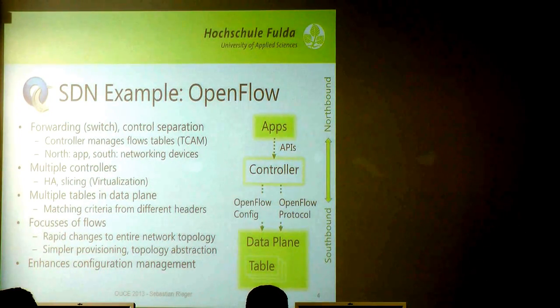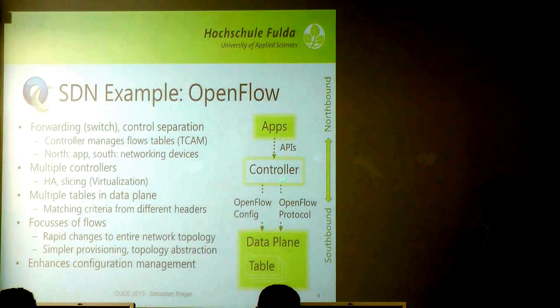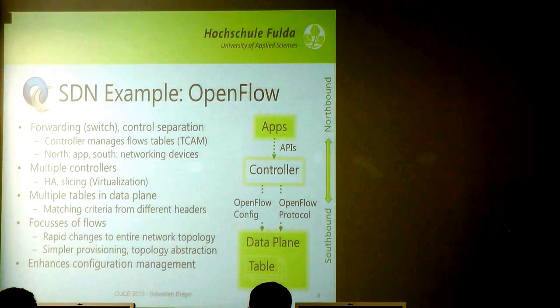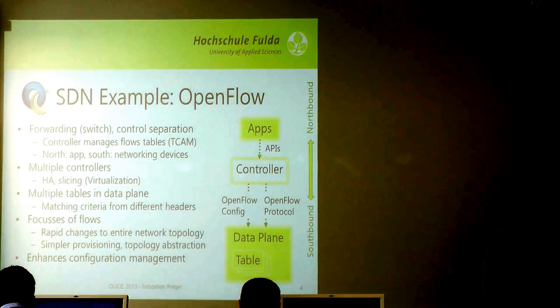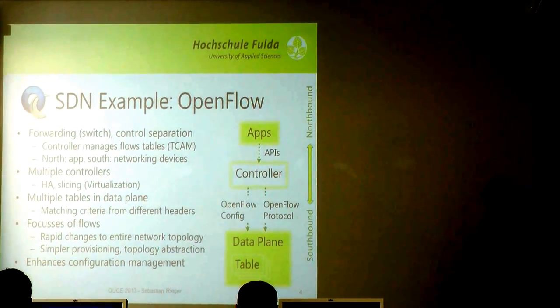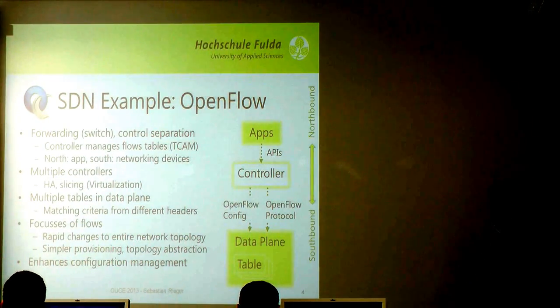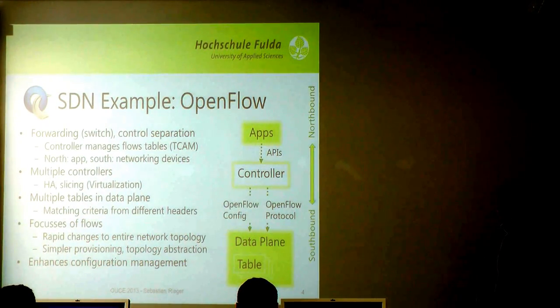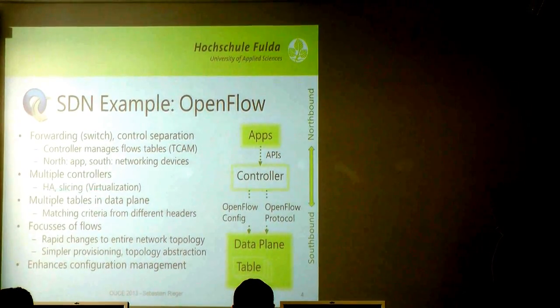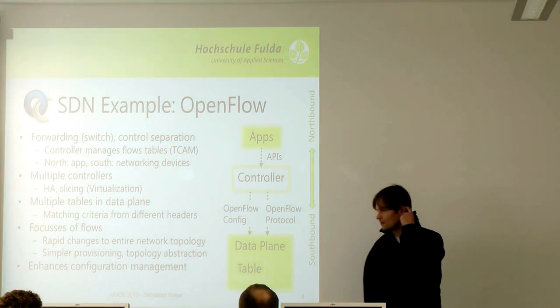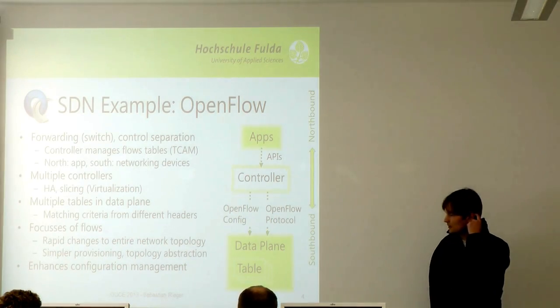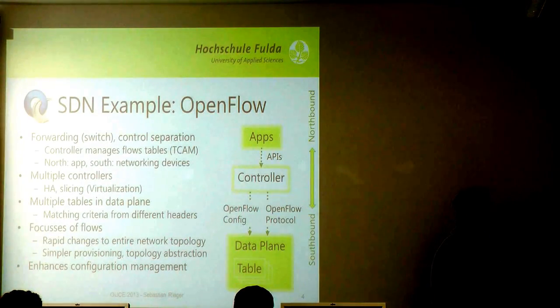Okay, so like I already started, there doesn't necessarily need to be only one controller. There can be multiple controllers. For example, for high availability, if one controller goes down, then the other one can get the job done. And also to do things like slicing. And slicing leads us into the next topic, which is an interesting development, I think, in the area of computer networks today, which is network virtualization.